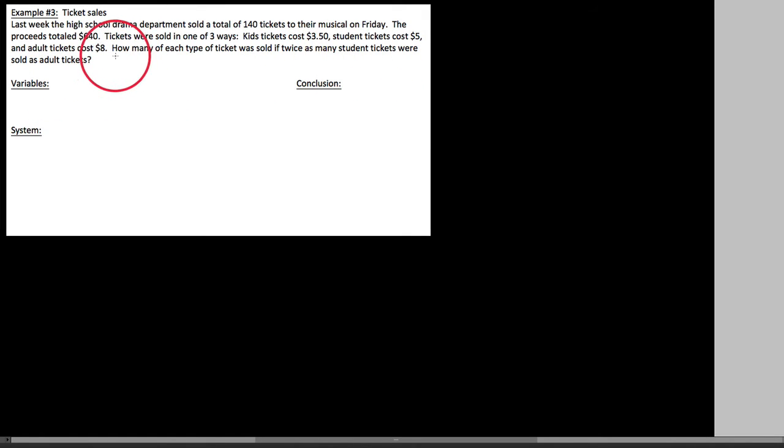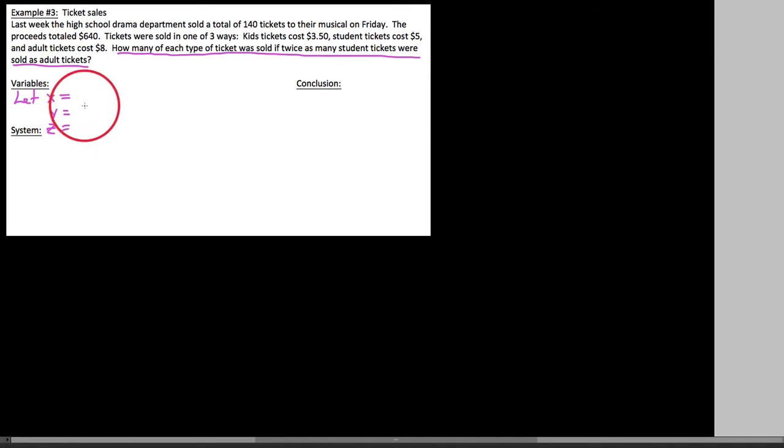So now, with this last sentence, it doesn't have to be, but it's typically going to ask you to find something, and it's asking how many of each type of ticket was sold. So my question's got to be always, what types of tickets were there? And because there were three different types, kids, students, and adults, we have to define our variables here to represent the unknown values that we're trying to find in the first place.